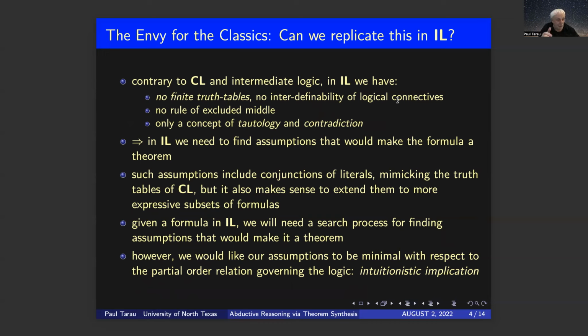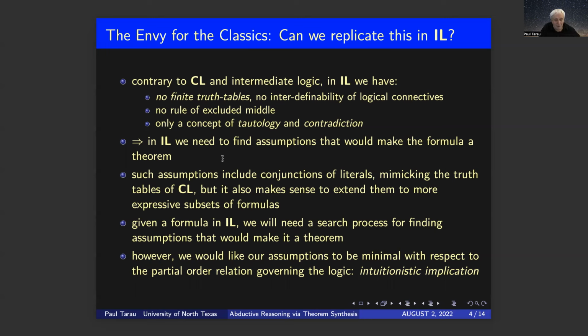We also do not have the law of excluded middle, which speeds up some classical reasoning, but loses, of course, the constructiveness that intuitionistic logic brings. So all we have is really a concept of tautology, which is when the theorem prover can prove it, and contradiction when it fails to prove it. So in intuitionistic logic, we need to find assumptions that would make the formula a theorem.